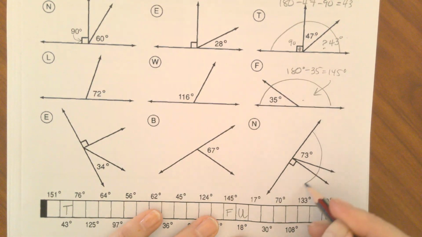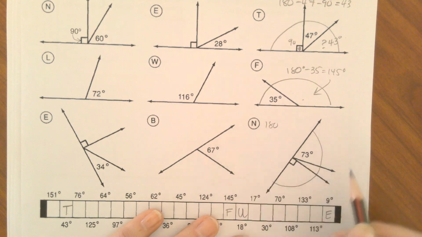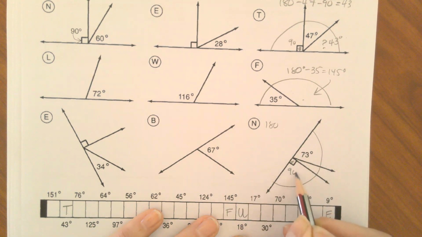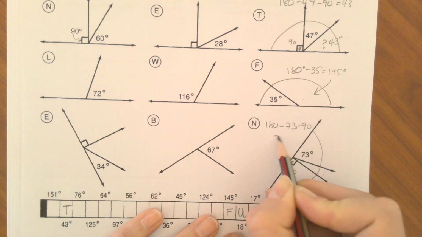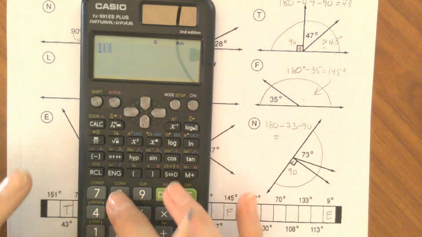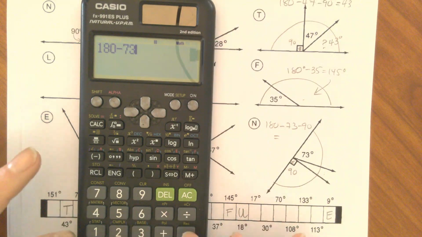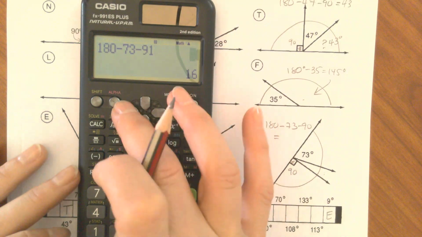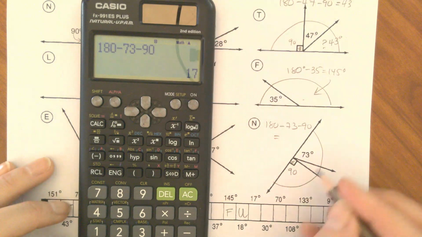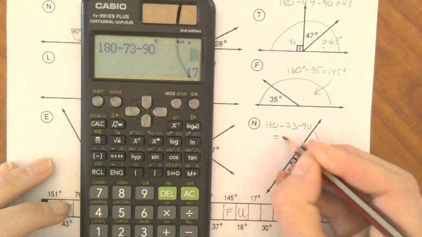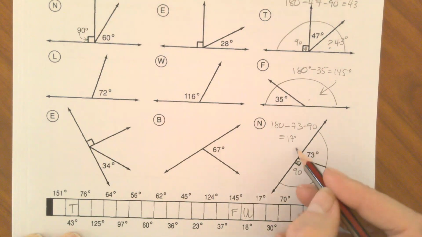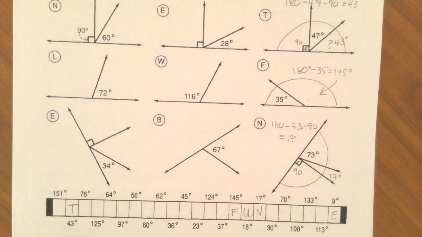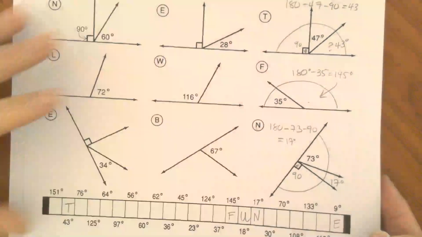So that in total is 180. That's 73. That's 90. So to find this one, I have to go minus 73 minus 90. So 180 minus 73 minus 90. Oops, not 91, 90. That's 17 degrees. So 17 degrees is N. Oh, there's the word fun in there. Okay, let's do the next page. You finish the rest of our homework.